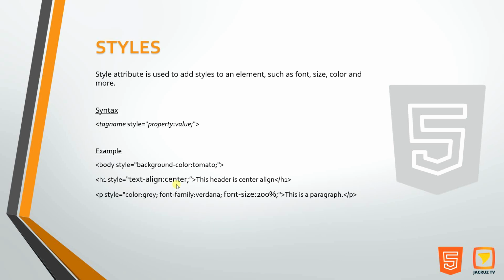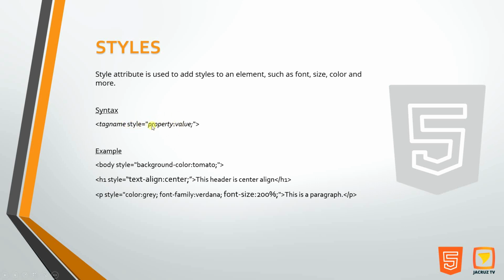So next is style. Style is an attribute used to add styles to an element such as font, size, color, and more. So the syntax for this is what I'm telling you before, guys. This is not advisable, but for the sake of this tutorial, for us to demonstrate how styles work, we will be using it. So the syntax is the tag name or the element name, inside it is the style attribute and the properties.